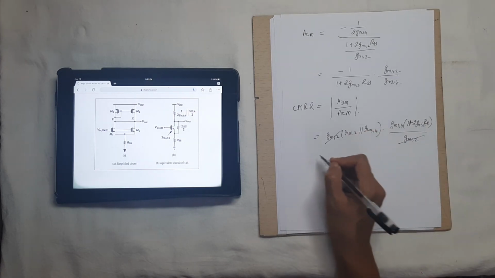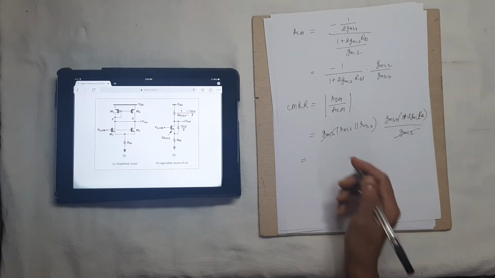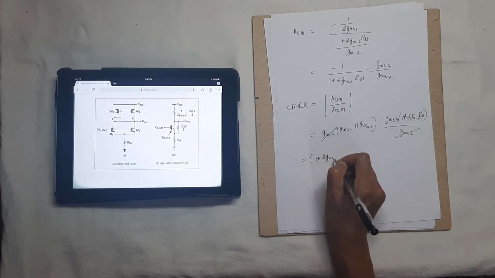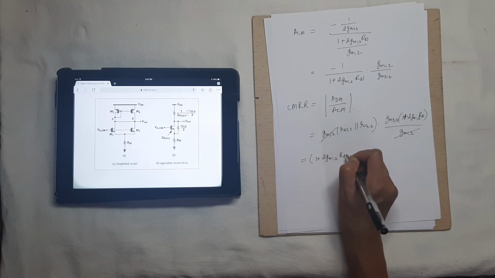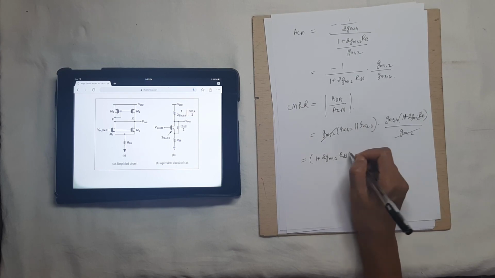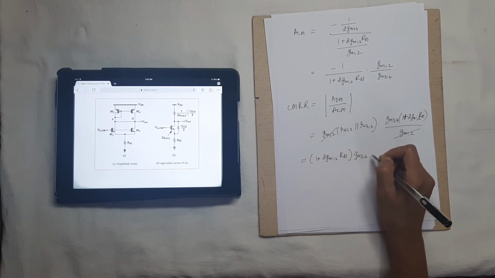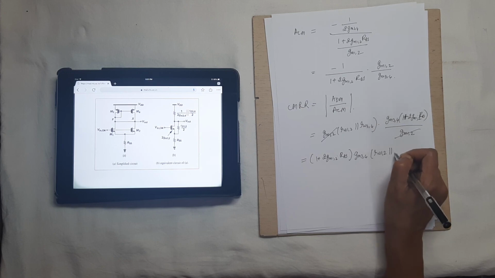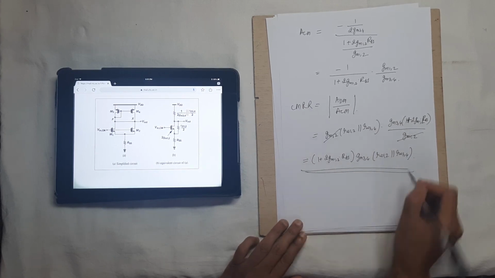This will cancel out. So we have CMRR as 1 plus 2 GM12 multiplied by RSS into GM34 multiplied by RO12 parallel to RO34. This is the CMRR.